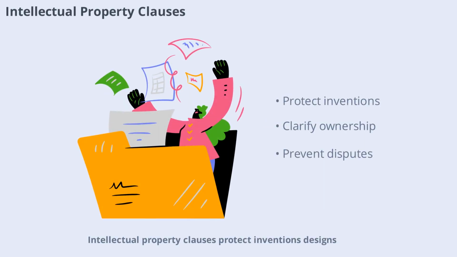Intellectual property clauses protect inventions, designs, and creative works developed during employment. These clauses ensure that any IP created belongs to the employer, not the employee. They are especially important in tech, design, and creative industries. Clear IP clauses help prevent disputes and clarify ownership. Employers should draft precise language, and employees should understand their rights before signing.